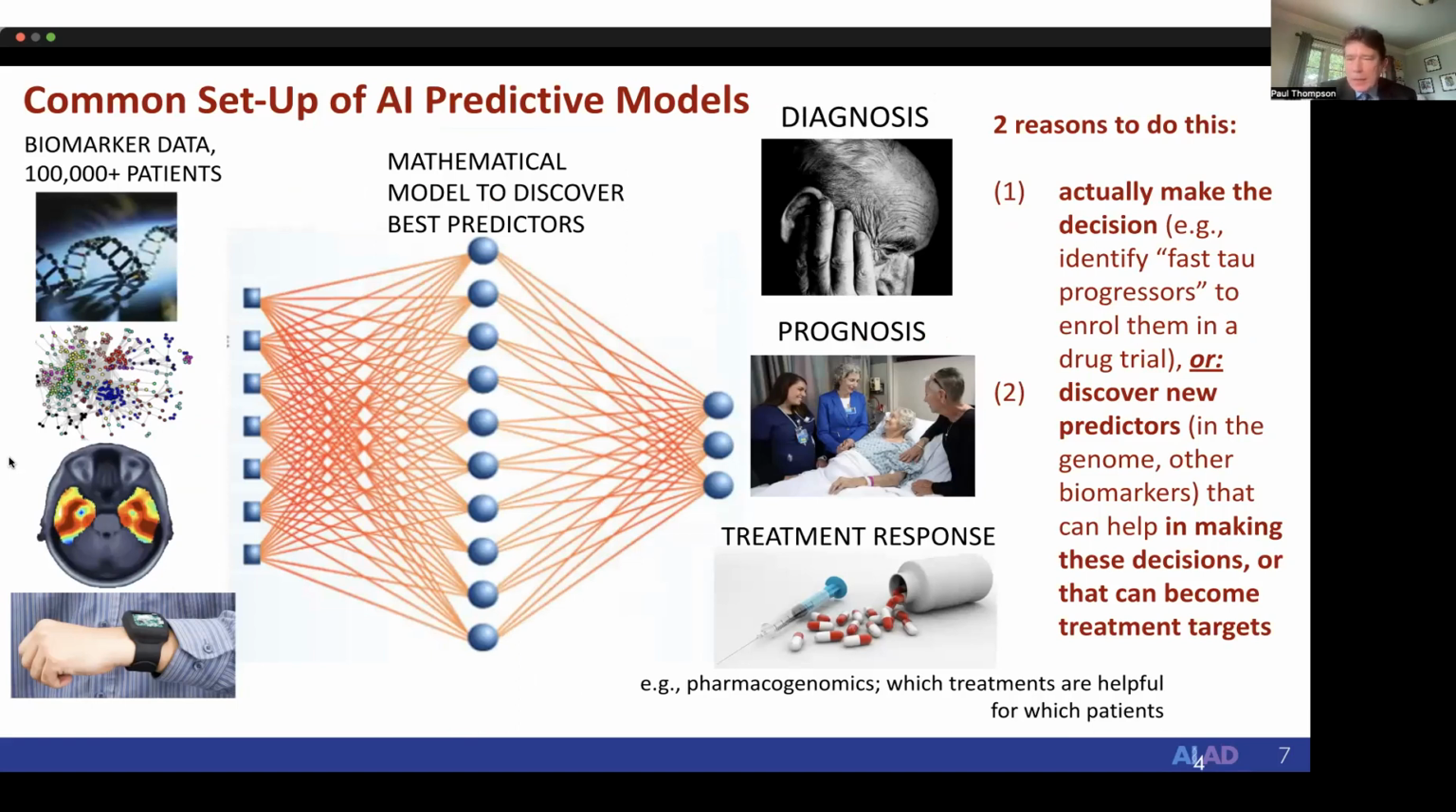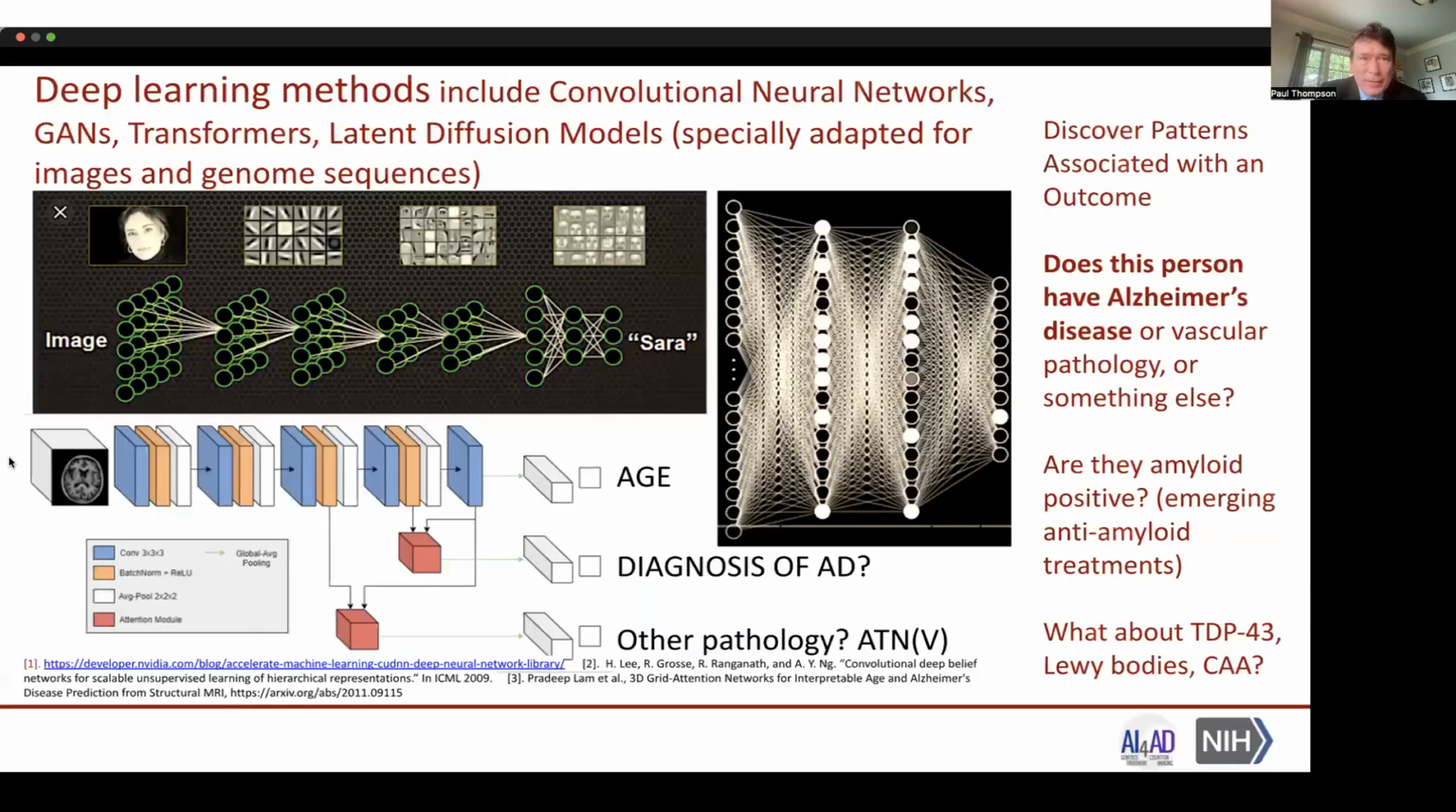One is if you actually want to make the decision, for example, to identify fast tau progressors, people who have tau accumulation in the brain, to enroll them in a drug trial. Or you might want to discover new predictors in the genome or in other biomarker data sets that can help you in making these decisions. And if they increase risk, they can become treatment targets.